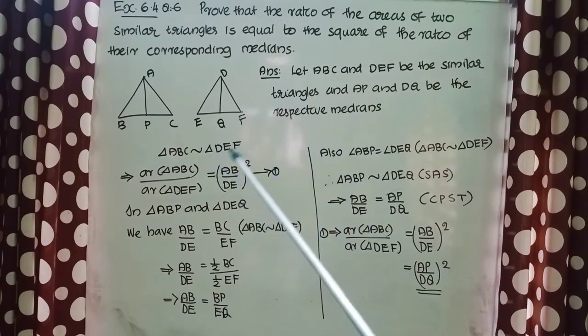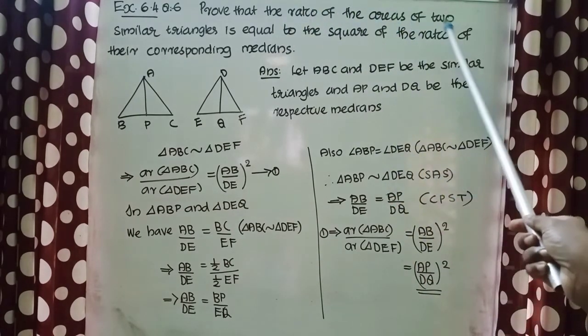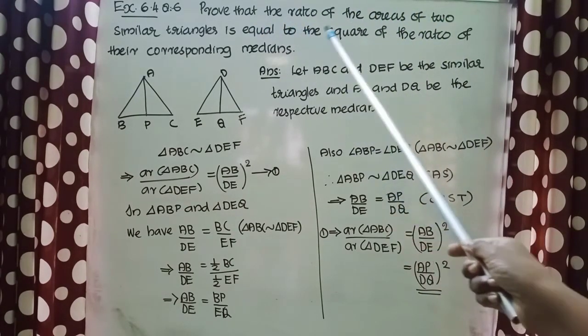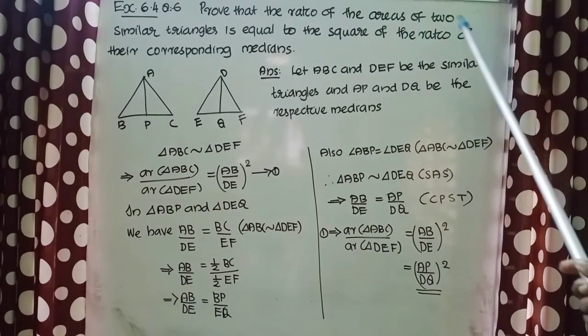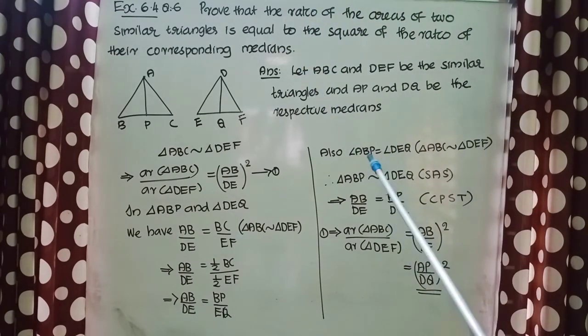Here we have written in equation number 1, area of triangle ABC by area of triangle DEF equal to AB by DE whole square. AB by DE we can replace by AP by DQ. So we can conclude area of triangle ABC by area of triangle DEF equal to AP by DQ whole square. Therefore, the ratio of the areas of two similar triangles is equal to the square of the ratio of their corresponding medians.